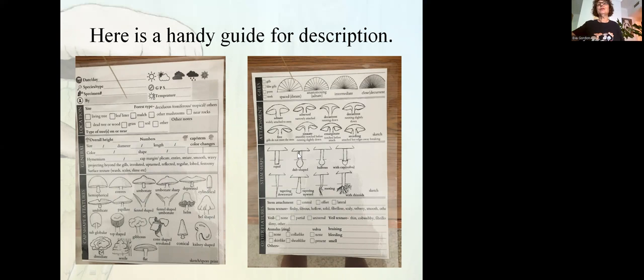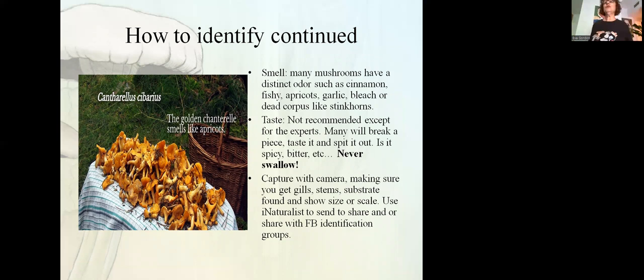Another good way to identify a mushroom is to smell it. Many mushrooms have a distinct odor, such as cinnamon, fishy odor, apricot-like odor, garlic, bleach, or dead corpse, like the stinkhorn. So smell is really important. Even if it just smells like your usual mushroom, that's really indicative of what it might be. Some people actually taste it, never swallow, not recommended. Do not do this. Many mycologists will break a piece, taste it, and spit it out.